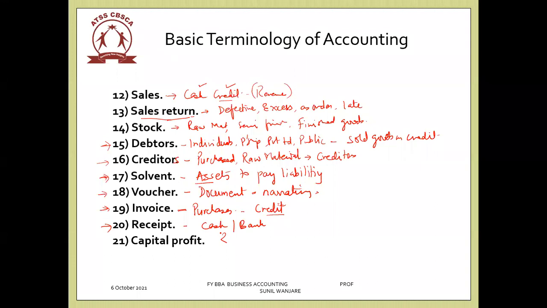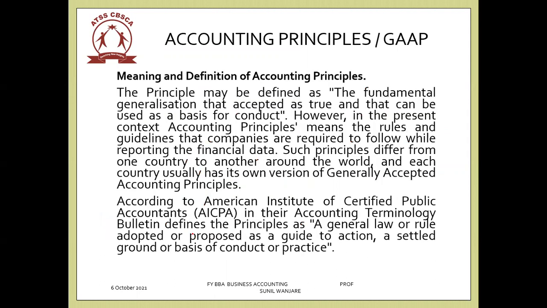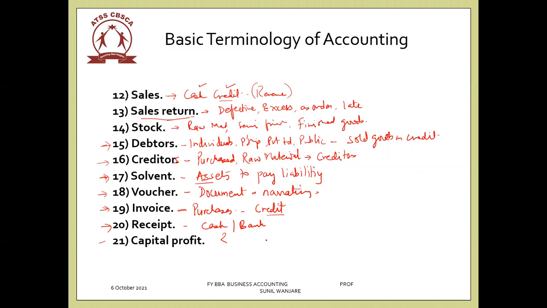The next is capital profit. That is something very important. Suppose I'm into the trading business, buying laptops at 20,000 and selling the laptops at 22,000. So I'm earning a profit of 2,000 rupees. I'm in the business of selling laptops, my dear students. That is my revenue, that is my profit.